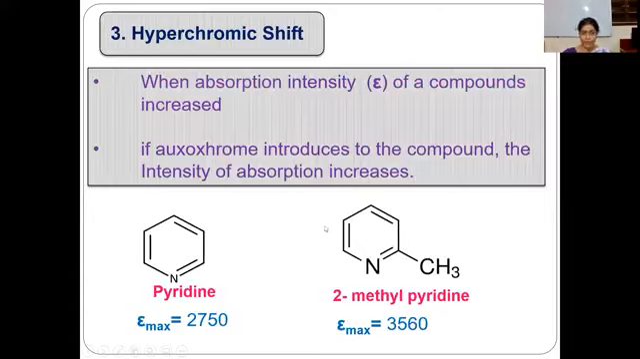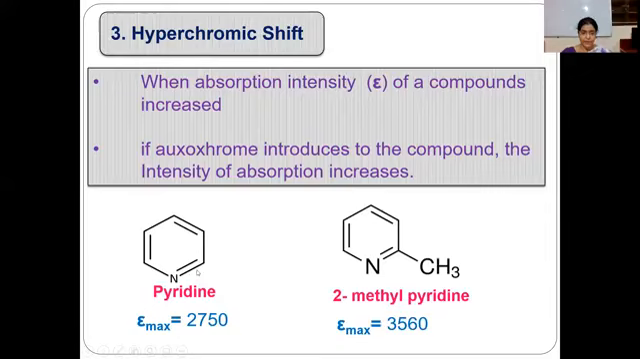Third is the hyperchromic shift. Hyperchromic shift is related with the alteration of absorption intensity or with the value of epsilon max or molar extinction coefficient. When the value of epsilon max for a particular compound increased, then it shows hyperchromic shift. Again, the reason of hyperchromic shift may be the presence of any oxochromic group. If an oxochrome is introduced to the compound, the intensity of absorption increases.